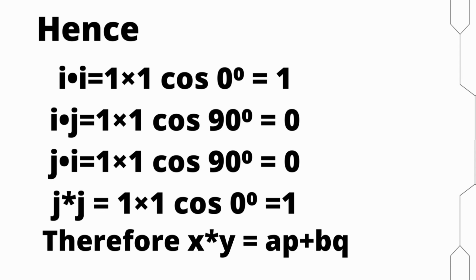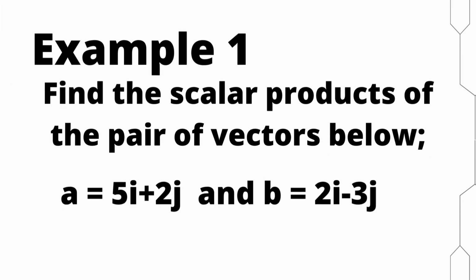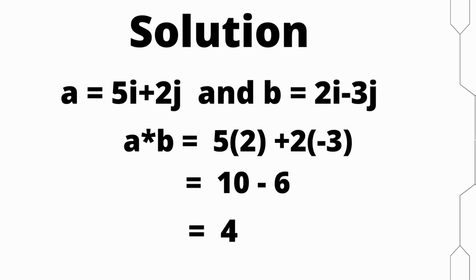We make use of 0 and 90 degrees because the angle between the sides of a right angle triangle is 0 and 90 degrees. Example 1. Find the scalar product of the pair of vectors below. Vector a is equal to 5i plus 2j and vector b is equal to 2i minus 3j. Considering these two vectors, the scalar product of these two vectors is a dot b.